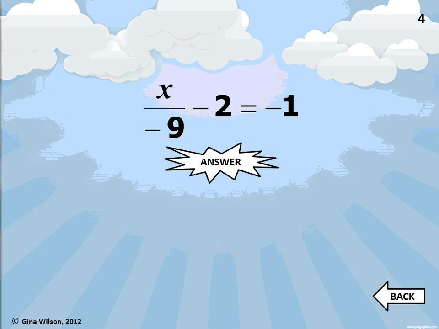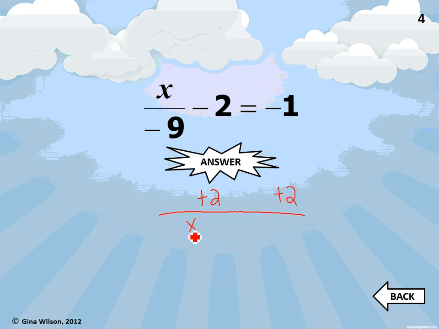X divided by negative 9 minus 2 is equal to negative 1. Don't forget, if I'm going too fast, just pause it, slow it down. And if you have any specific questions, I'm not really going over it in detail. So if you have any specific questions, please reach out to your teacher. Minus 2, so we're going to add the opposite, plus 2.